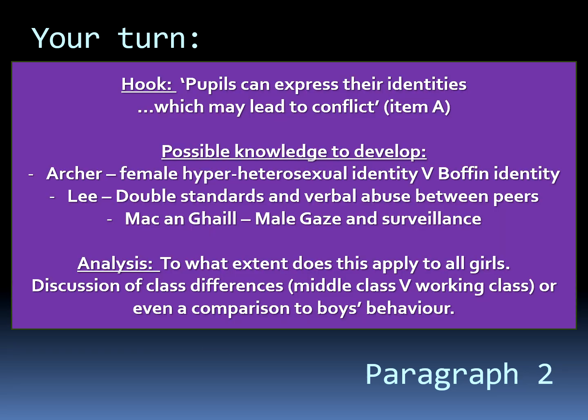So what about the second paragraph? And this is where you can have a go at writing one yourself. So you would need to develop the second hook, which is pupils expressing their identities, which then may lead to conflict. You've got possible knowledge that you could develop with this. You could talk about Archer and the hyper-heterosexual identity of working class girls and compare it to the boffin identity, that identity which is more asexual and focus on academic progress.